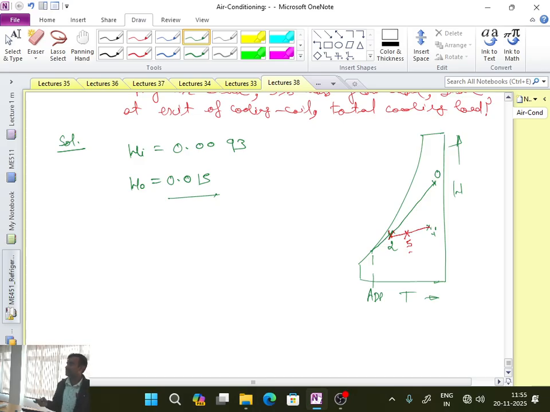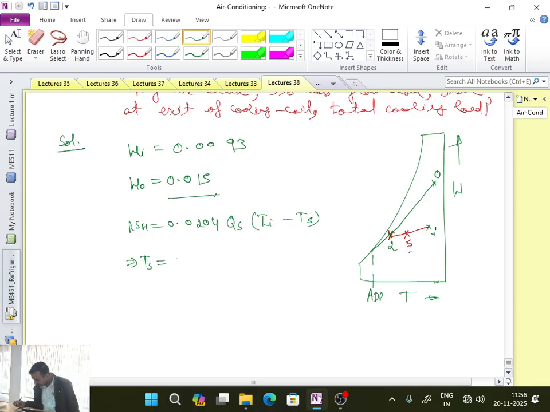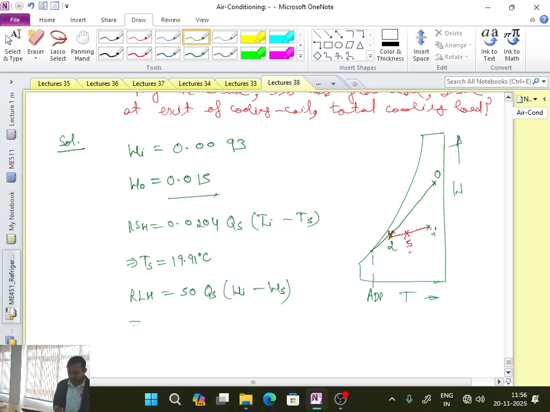So basically S to I is which load? Only RSH and RLH. This is the room sensible heat factor line. So RSH will be 0.0204 QS into TI minus TS. From here can I calculate TS? How much is it? 19.91 degrees Celsius. From RLH, which is 50 times QS into WI minus WS, if you calculate WS from here, how much is it?